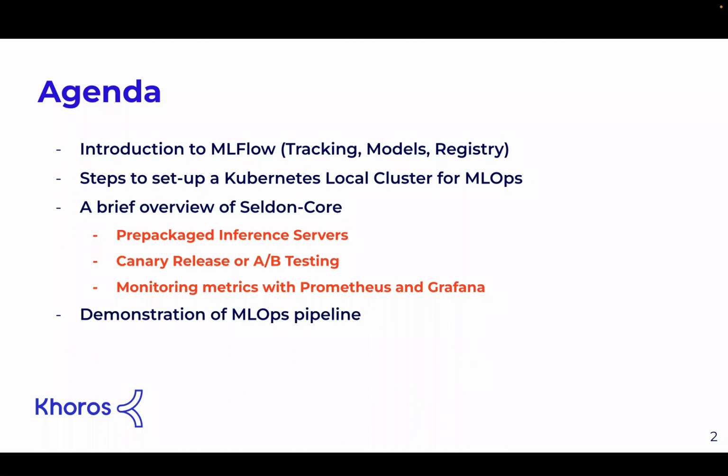Apart from this, we have a lot of things like explainability, outlier detection, drift detection, and distributed tracing. All those things are there. Maybe we can take up each of those as and when the requirement comes up. And finally, I'll show the demonstration for an MLOps pipeline with all these included: MLflow, Seldon Core, inference servers, A/B testing. Apart from that, I'll also show the Prometheus and Grafana dashboards.